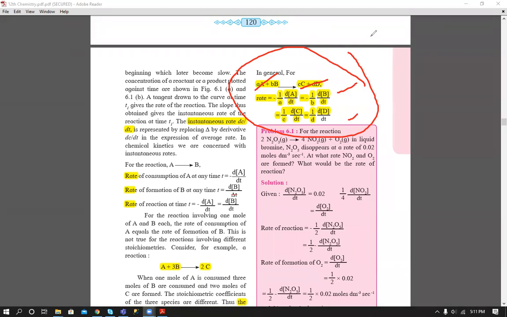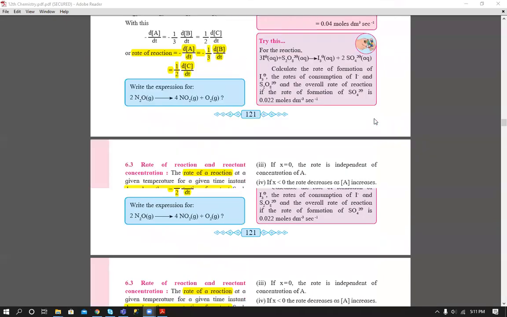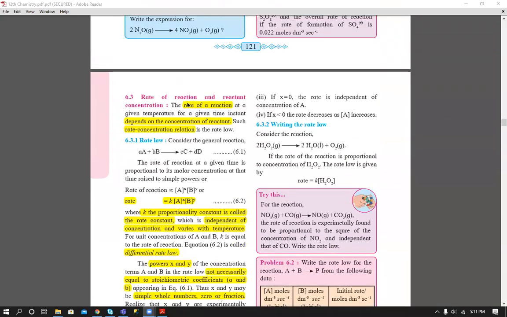And then we have seen the relation of rate of reaction and reactant concentration. So the formula is here. The rate is equal to k, where k is the rate constant, times concentration of A and concentration of B, with powers x and y. And always remember these powers x and y may be equal to the coefficients of A or B in some cases, but it is not a necessary condition.